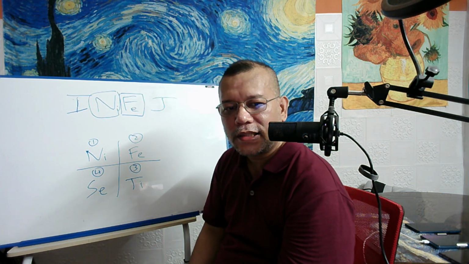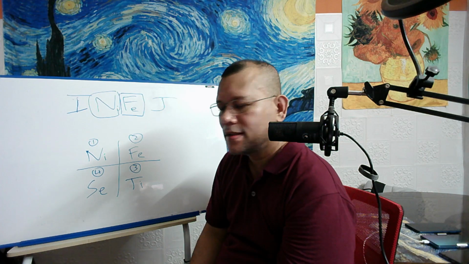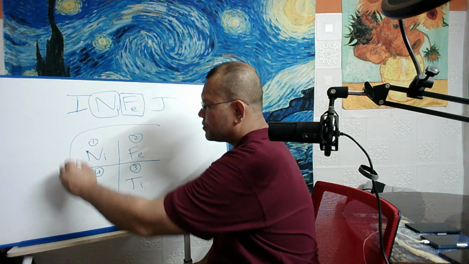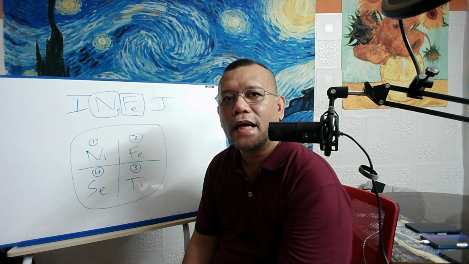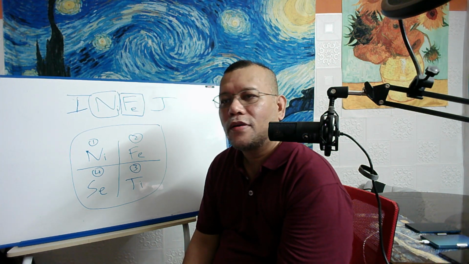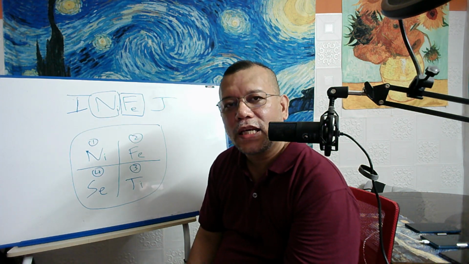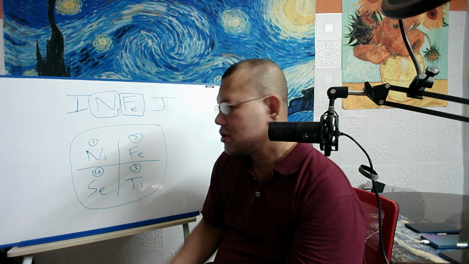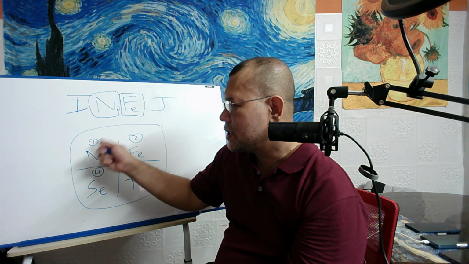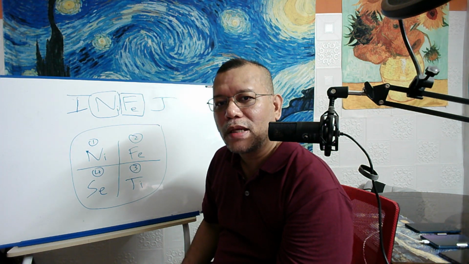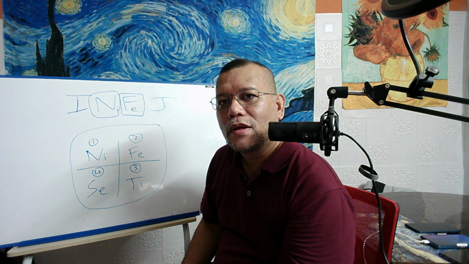Okay, so Se stands for extroverted sensing. This would be the cognitive stack for the INFJ personality type. So why does this matter? Well, as we mentioned, this is for you to identify the top four cognitive functions that you use in your personality.